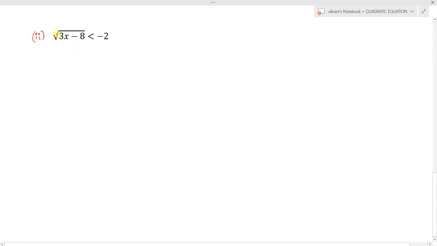The next question is: square root of (3x minus 8) less than minus 2. Before we discuss that, consider a square root of a quantity being greater than b or less than b. Here it is given as less than b. Now we check the inequality. The square root of any quantity exists only when a is greater than or equal to 0.